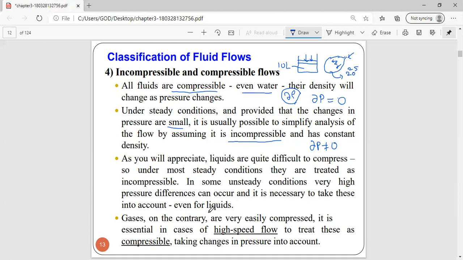All gases are compressible in nature, easily compressed. In boundary layer theory we'll discuss this in detail. Here the outcome is only one small thing: incompressible flow and compressible flow. If your change of density is equal to zero, then we call it incompressible flow. If your density is changing with reference to pressure or temperature, then we call it a compressible fluid.